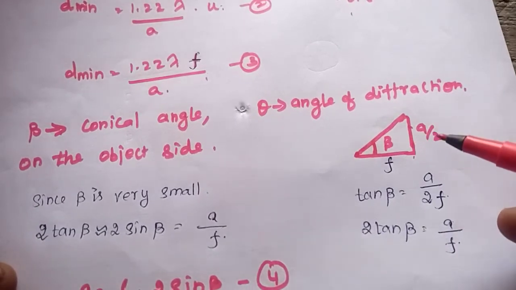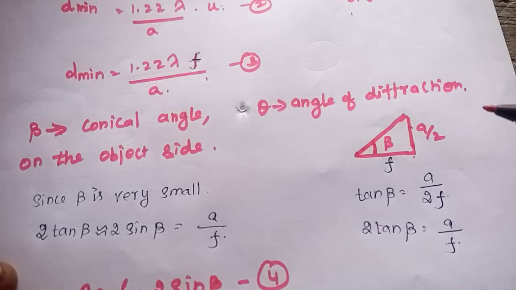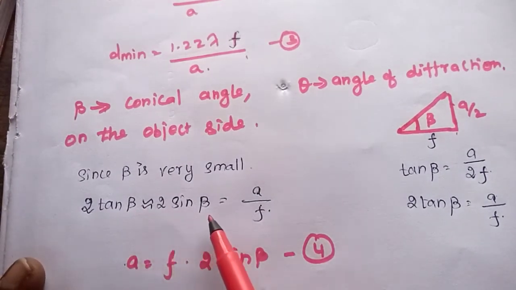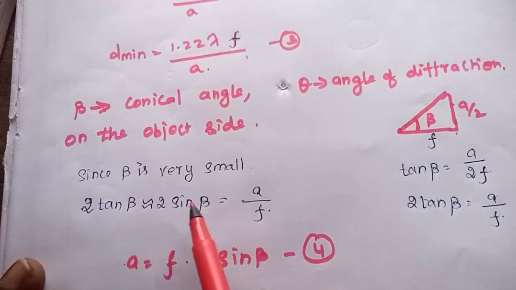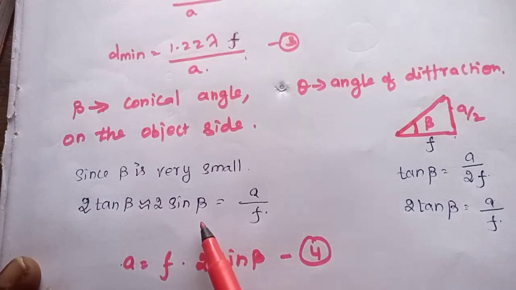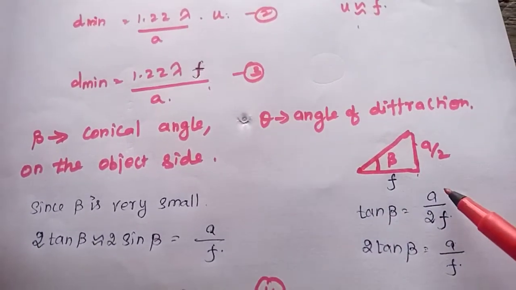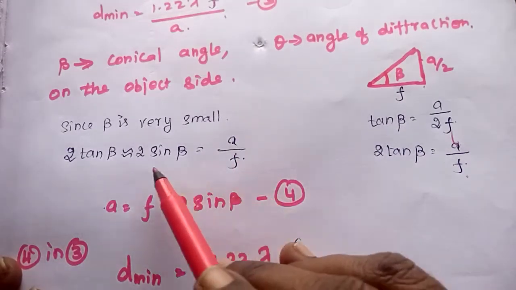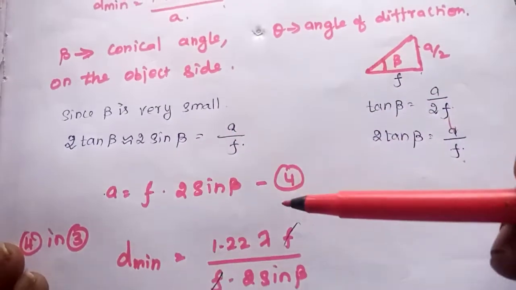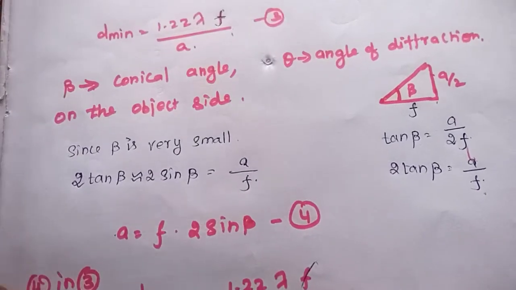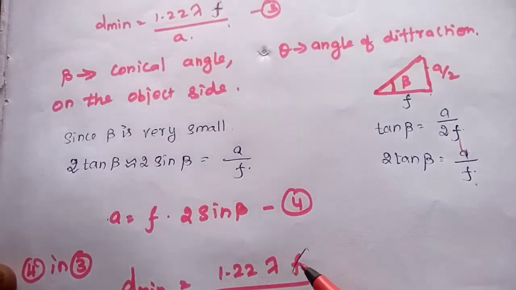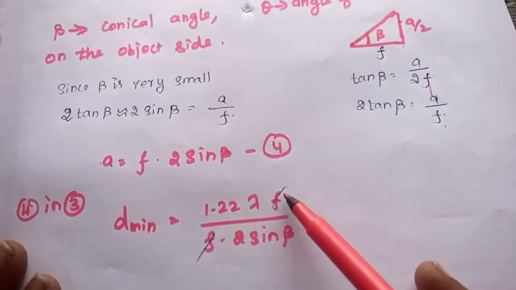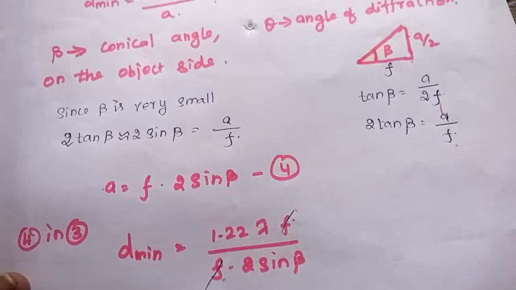Now if the value of beta is very small, we can write tan beta as well as sin beta as beta itself. So we can write 2 tan beta as 2 sin beta, because beta value is very small. In the place of tan beta we can write sin beta. So 2 sin beta is equal to a by f, as we already found. A is equal to f into 2 sin beta; you bring f to the other side. Now d minimum is equal to 1.22 lambda, then f, and the value of a is f into 2 sin beta. This f is getting cancelled, so we have 1.22 lambda by 2 sin beta.